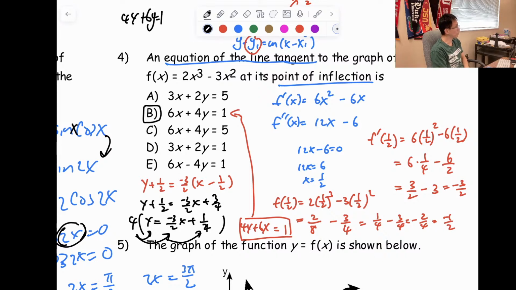Yeah, it's 3/4 and it's 1/4. Right. Oh, because I subtract 1/2. Right?